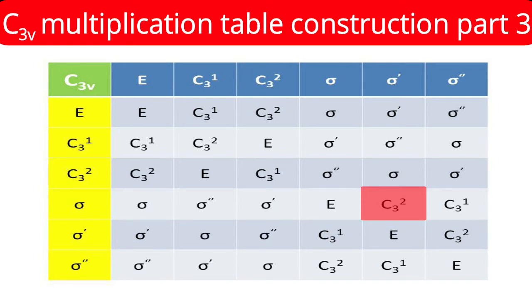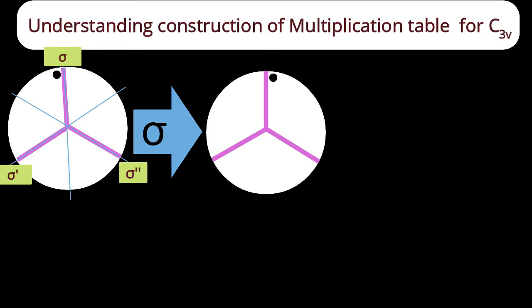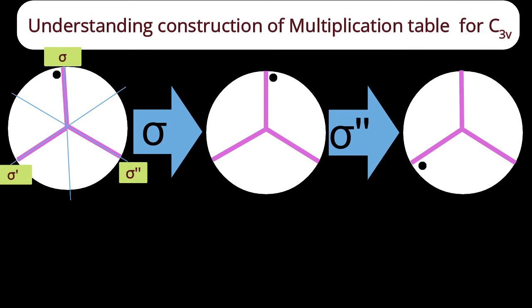Now let us cover the next point: sigma into sigma double dash. In the original ammonia molecule, after the sigma operation, the knot which is on the left side will come to the right side. And by performing the sigma double dash operation on the resultant structure, now the knot will go to the left side. But where? Upside or downside? Yes, downside.